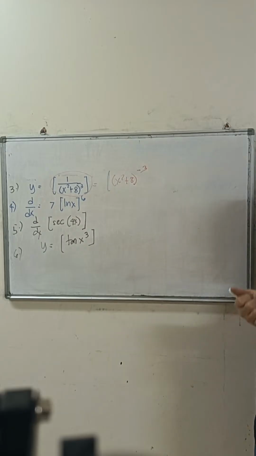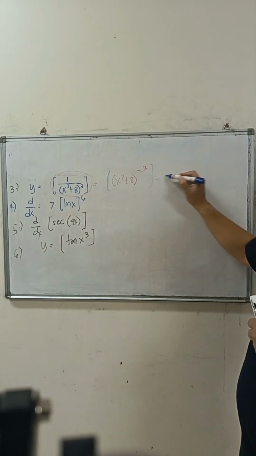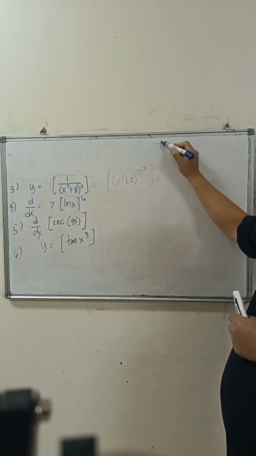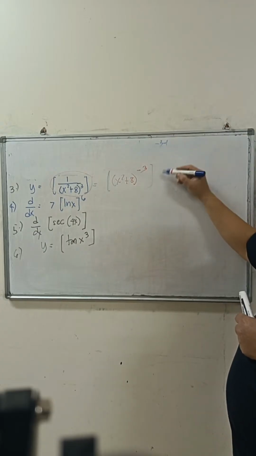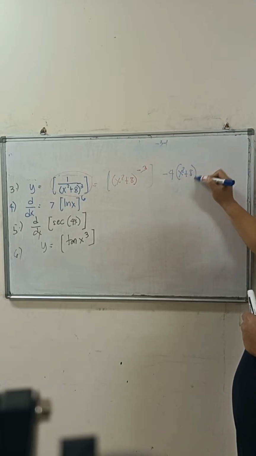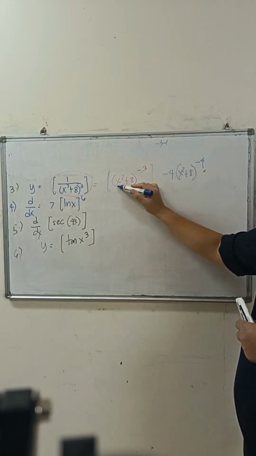Okay? So that's the power rule. Get the point, no? So negative 3 minus 1, the exponent, negative 4. So negative 3 times (x squared plus 8) to the negative 4. And then, what's the inside? So x squared plus 8.